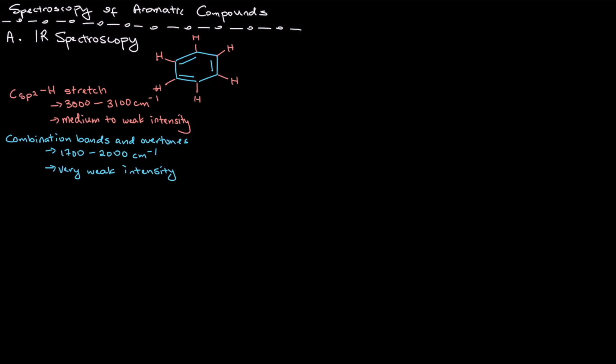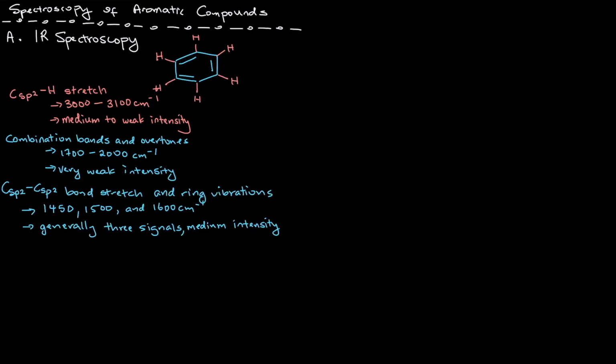And so you can get pretty lucky, but this would be pretty weak in intensity in that particular range. In addition, you would find those Csp2 stretching vibrational modes and the ring vibrations in general at 3 specific wave numbers: approximately 1450, approximately 1500, and then finally approximately 1600 wave numbers. So once again, 3 signals that you're going to see at this particular region of your IR spectra, and they would have fairly medium intensity.